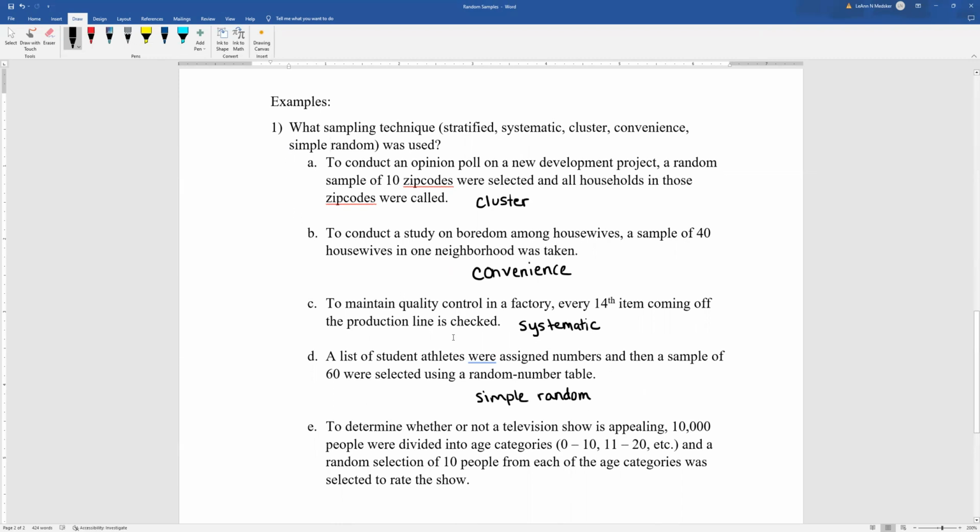And then to determine whether or not a television show is appealing, 10,000 people were divided into age categories like 0 to 10, 11 to 20, etc. And a random selection of 10 people from each of the age categories was selected to rate the show. So they are going to include people from every single age category. So that is, we've got the stratified approach. There are groups or strata that we've broken it into based on age, but they're going to randomly sample 10 people from each of those age categories.